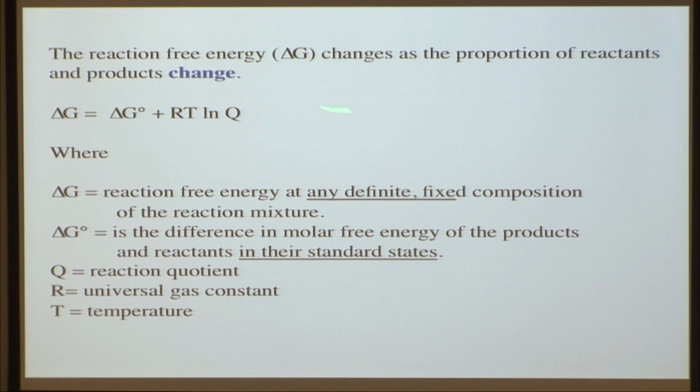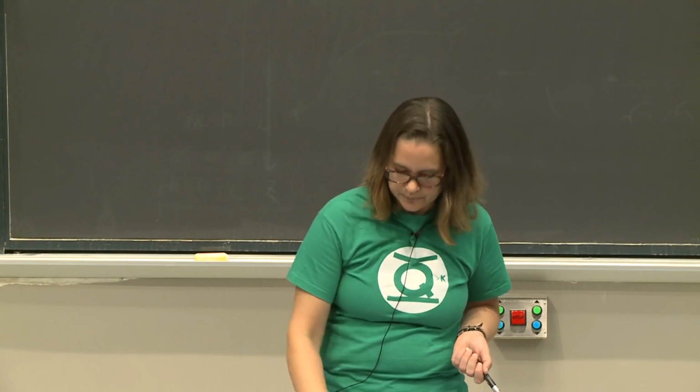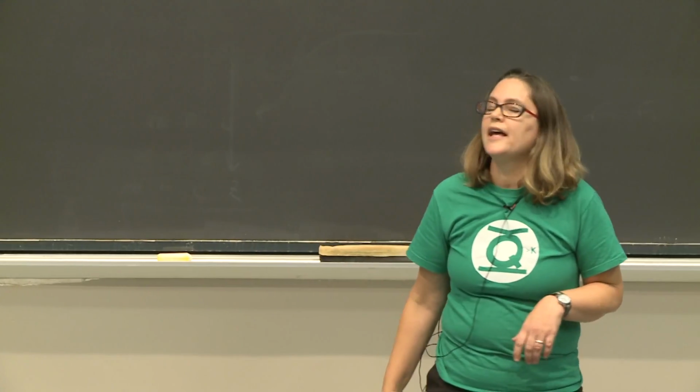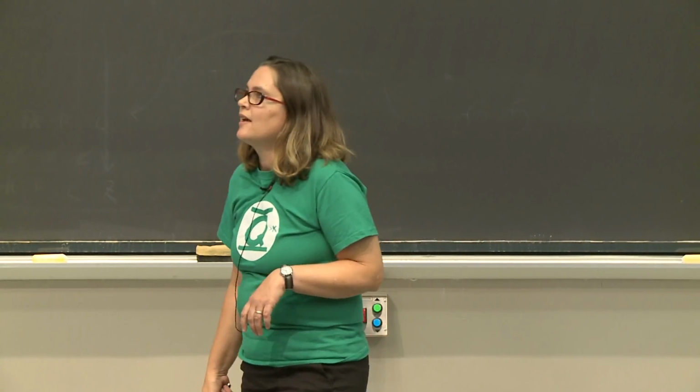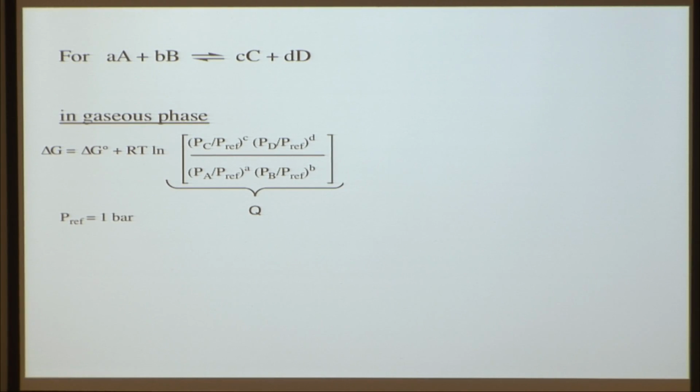So this equation describes how delta G will compare to delta G naught at a particular condition, a particular ratio of products and reactants. So let's talk about this reaction quotient Q. Let's look at a made-up reaction: A plus B goes to C plus D. And think about that reaction in the gas phase. When we think about that reaction in the gas phase, we're going to be talking about partial pressures. And so Q over here is products over reactants, but here we're writing it out in a more complicated, long way. So let's go through this.